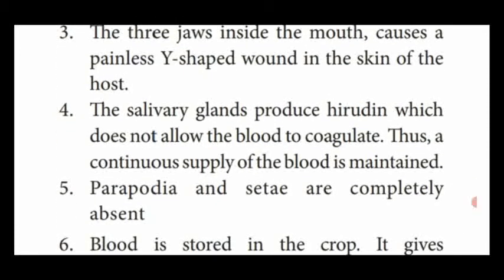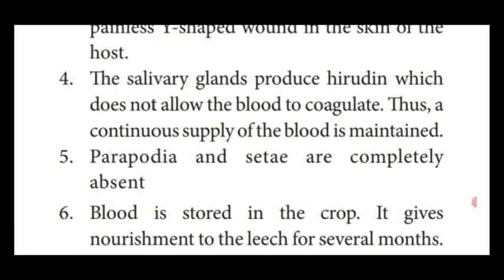Then, the salivary glands present on the lateral side of the pharynx secrete a chemical substance called hirudin. This hirudin does not allow the blood to coagulate. So thus a continuous supply of blood takes place from the host animal's body.